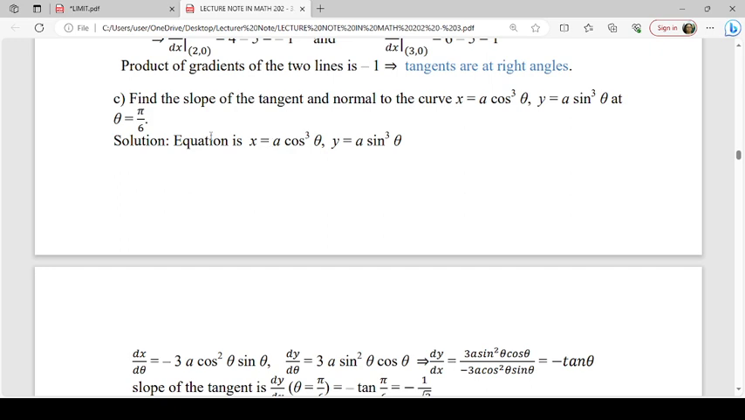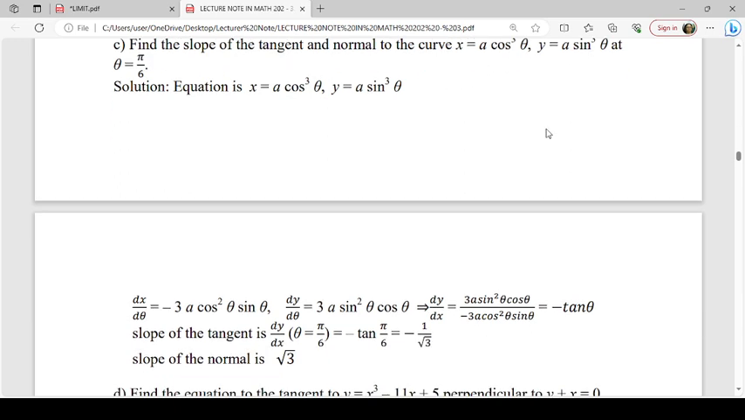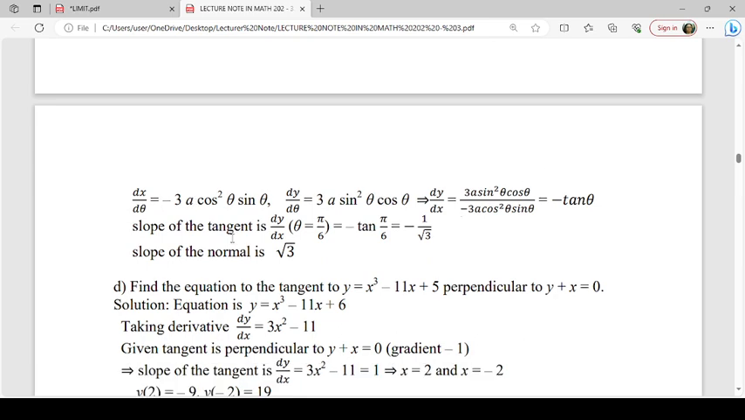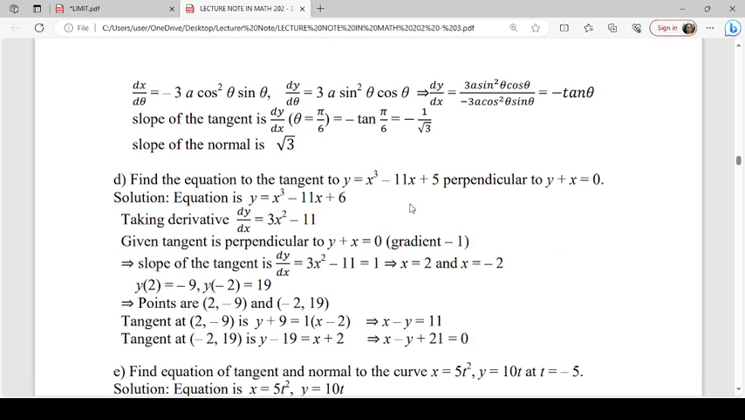Then find the slope of the tangent. This is a parametric equation, so we find the slope dy dx as dy d theta over dx d theta. Then we find this value.